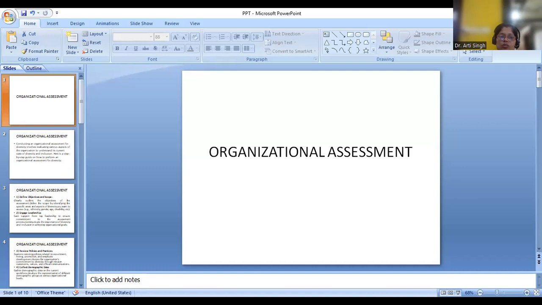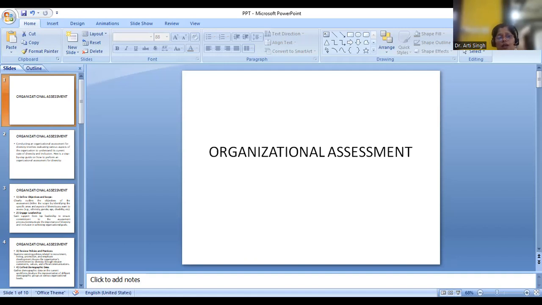So, organizational assessment is basically how to assess the organization taking cultural diversity into perspective. Conducting an organizational assessment for diversity involves evaluating various aspects of the organization to understand its current state of diversity and inclusion. Here is the step by step how to perform an organizational assessment for diversity. That means how far we are able to accept and respect a diverse workforce in the organization.